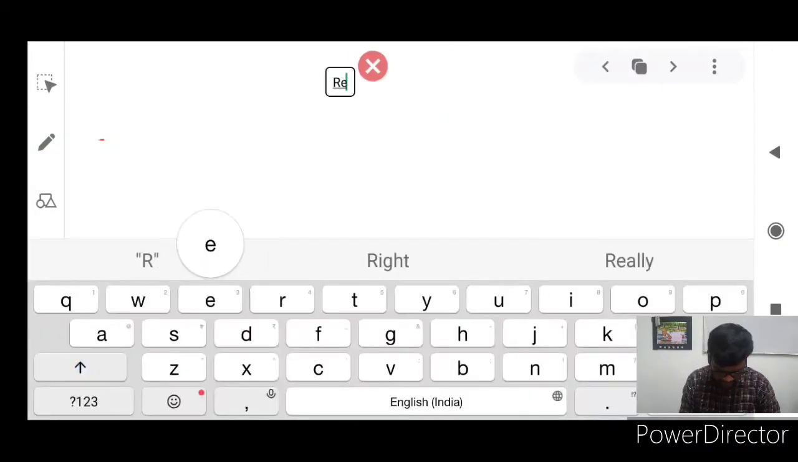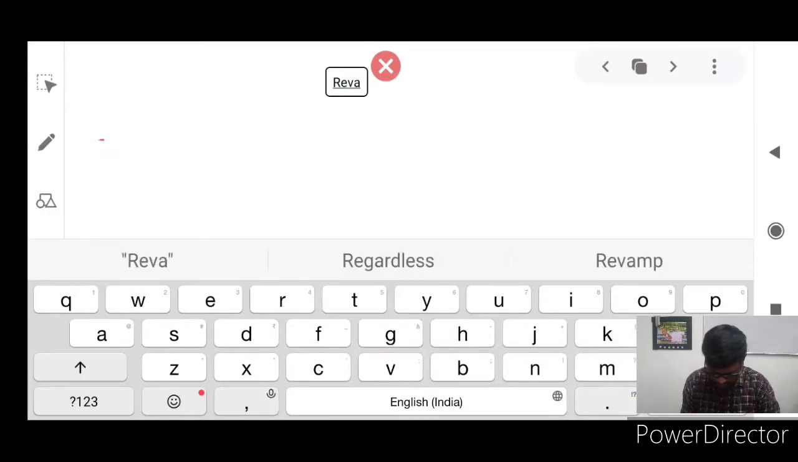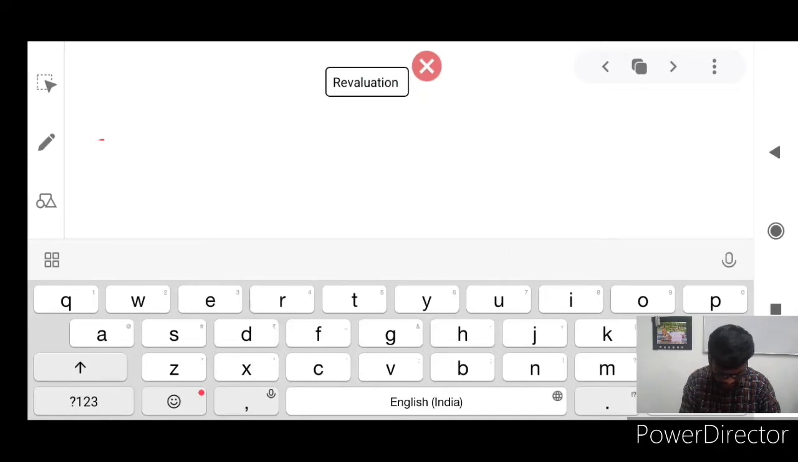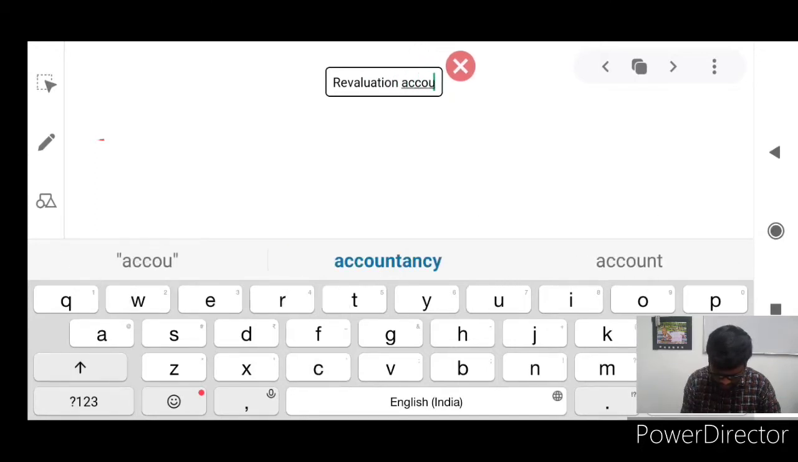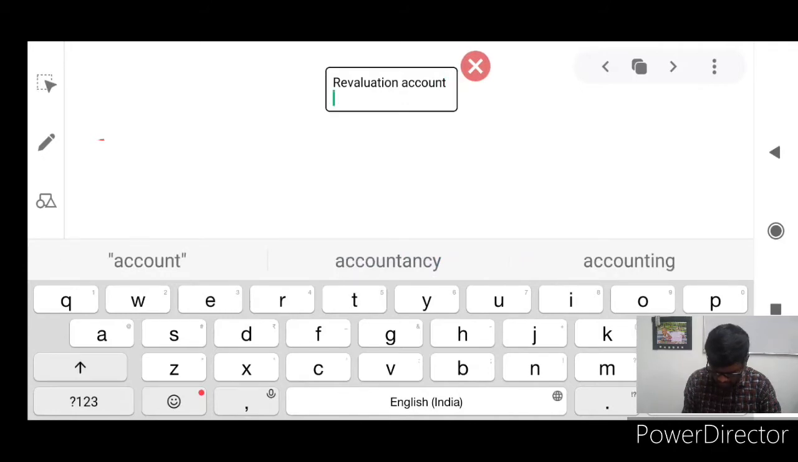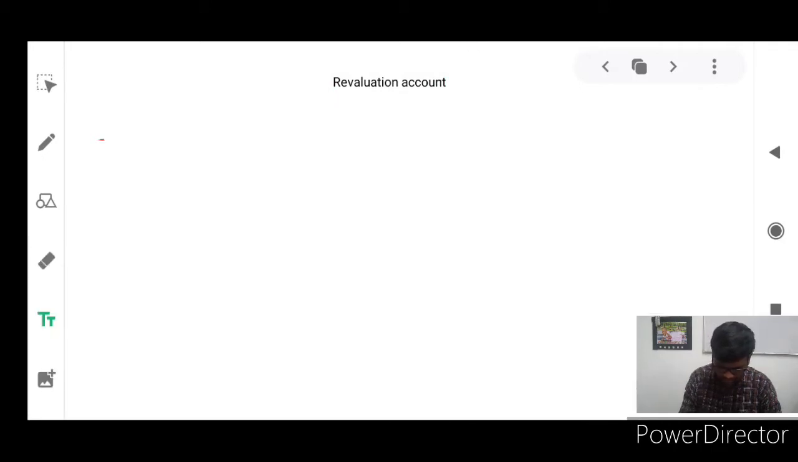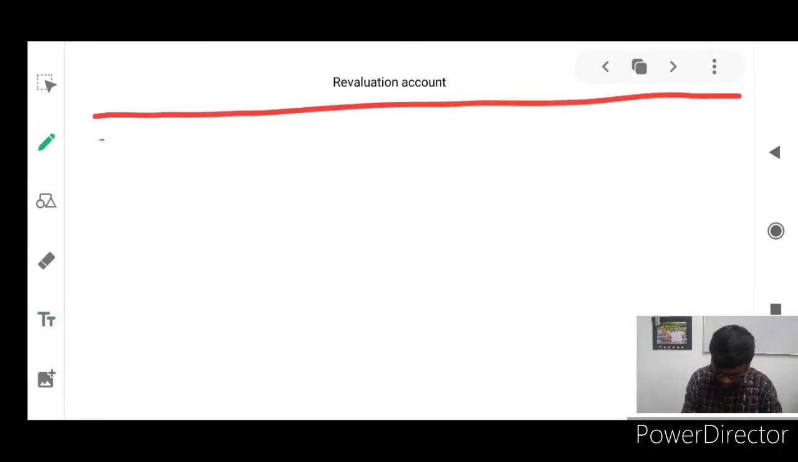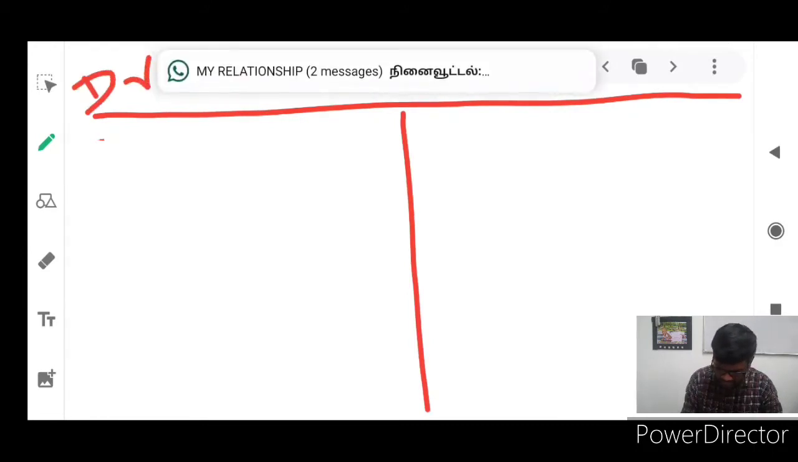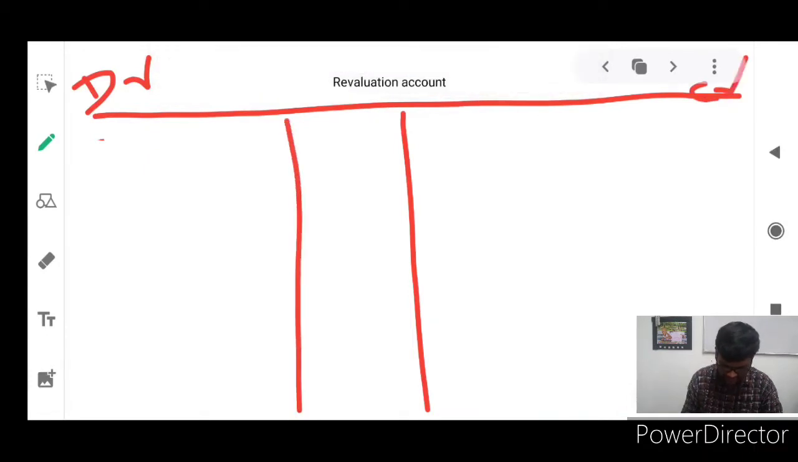It is a T form of account. Revaluation account. The debit side is for liabilities increase and the credit side is for assets increase. Amount column, particulars, amount. So you can write.